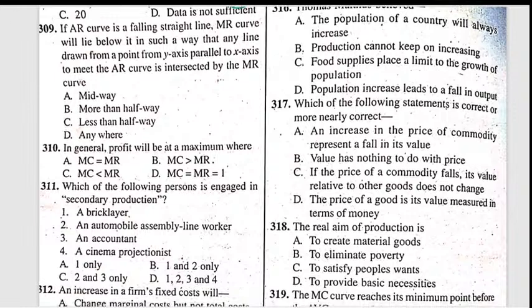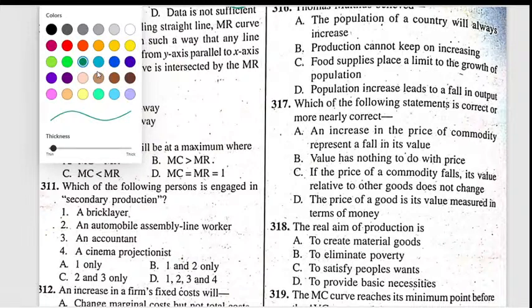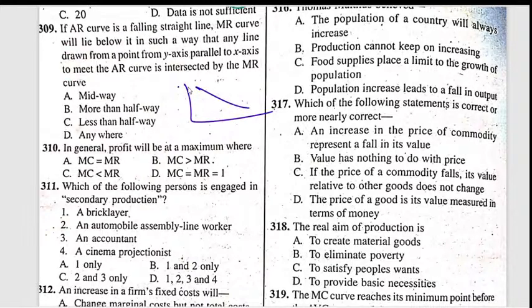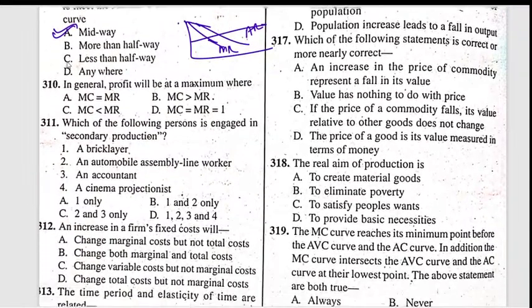309, if the AR curve is a falling straight line like this, the MR curve will lie below it in such a way that any line drawn from a point on the y axis parallel to the x axis, to meet the AR curve, is intersected by the MR curve midway. This is AR, this will be MR. Because the MR curve always has double the slope of the AR curve, the correct answer will be A.